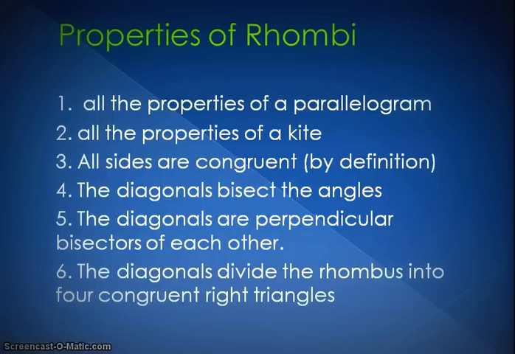Properties of rhombi. Some people call them rhombuses. Either is correct. Rhombuses or rhombi have all the properties of a parallelogram, all the properties of a kite. Also, all sides are congruent. The diagonals bisect the angles. The diagonals are perpendicular bisectors of each other. And the diagonals divide the rhombus into four congruent right triangles.